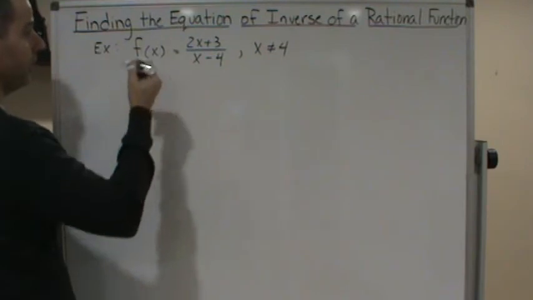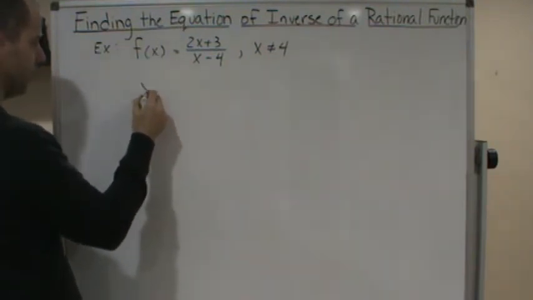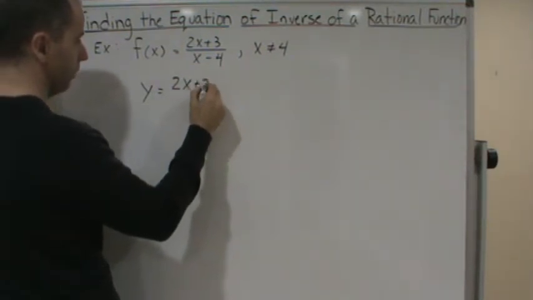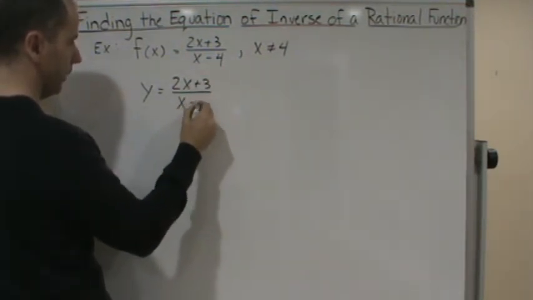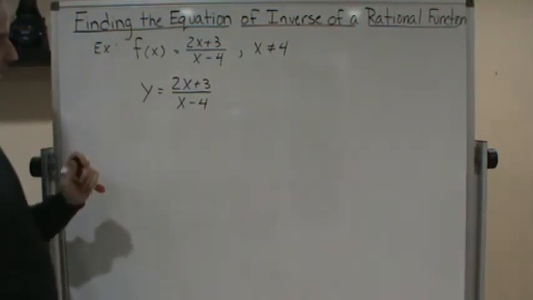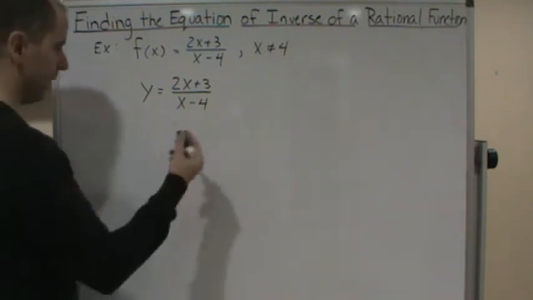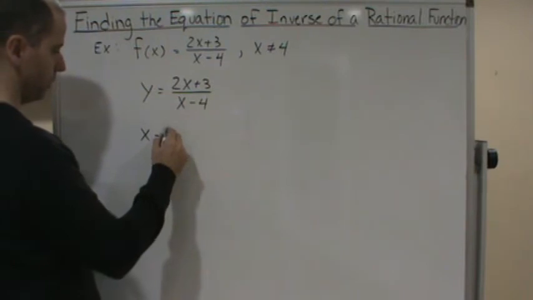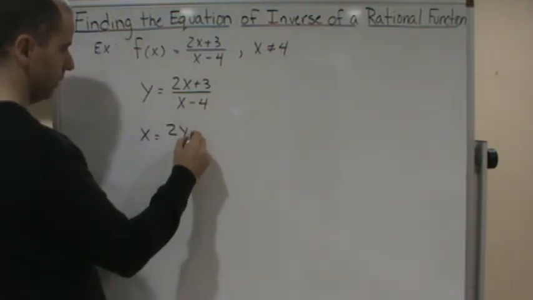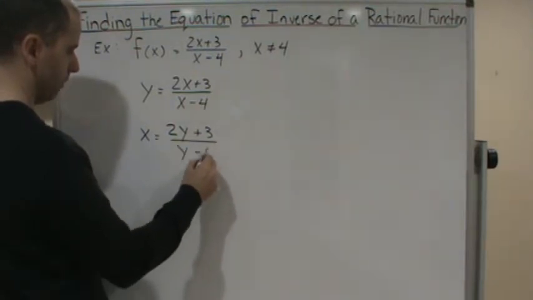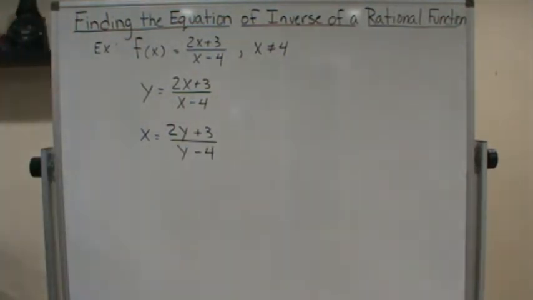Okay, so step 1, we're going to replace f of x with y. So we're going to write this as y equals 2x plus 3 over x minus 4. And then we're going to interchange, or exchange, the x's and the y's. So now I'm going to write this as x equals 2y plus 3 over y minus 4. And now I'm going to solve for y.